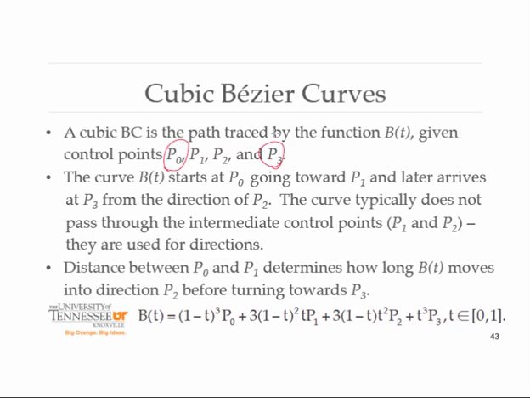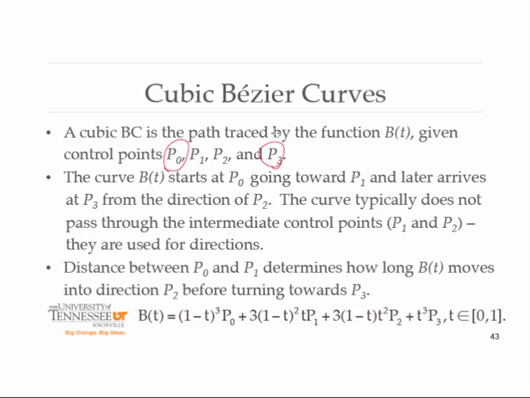So the reason they're control points is that the distance between your interior control points, especially to the endpoints, like the distance between P0 and P1, will determine how long the Bezier curve moves into the direction of P2 before it turns toward P3. All right. So you'll get to skew this curve so that it has a long tail in one direction or another, instead of being very symmetric and even on both sides.